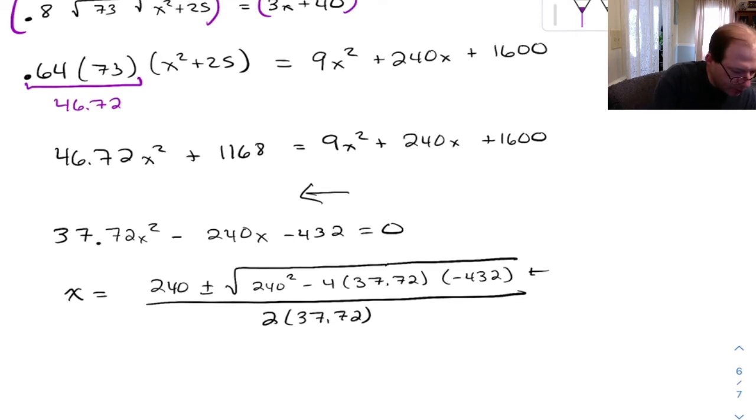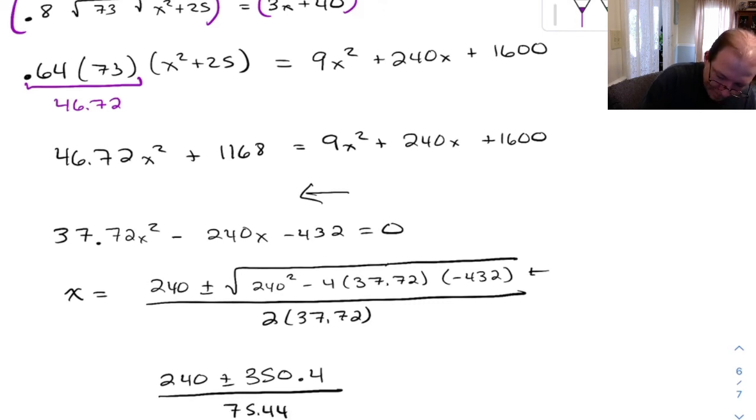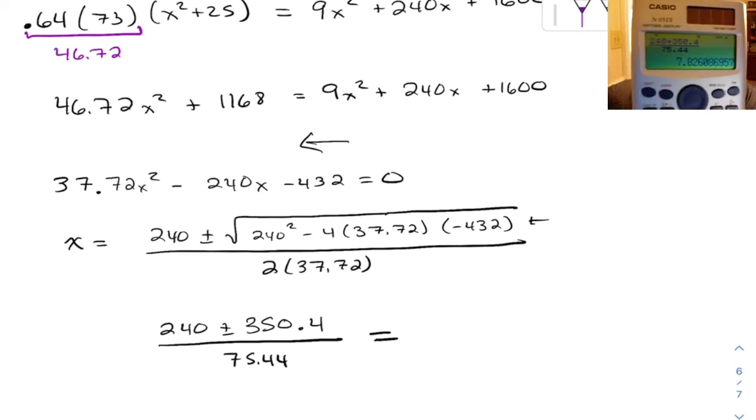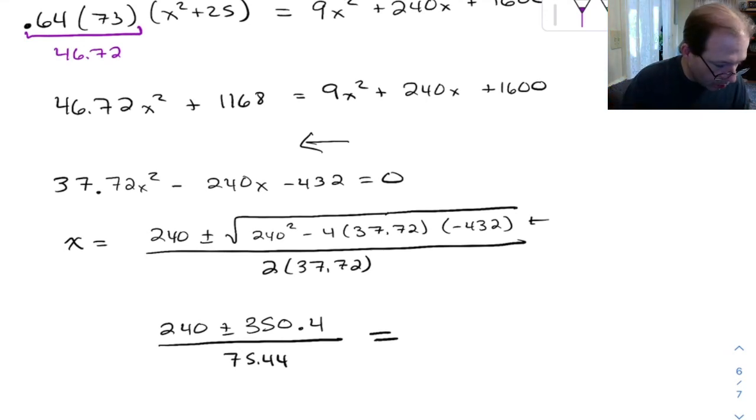I'm going to go ahead and take its square root. 350.4 over 2 times 37.72. That's 75.44. All right, so I'm going to put that into my calculator, just like it's written there, except I'm going to do 240 plus 350.4. On the bottom, 75.44. When I do that, let's see, I get 7.82, or 7.83, if I round correctly.